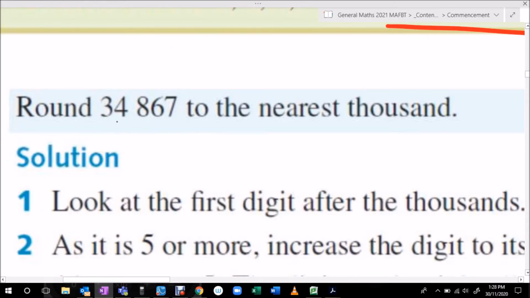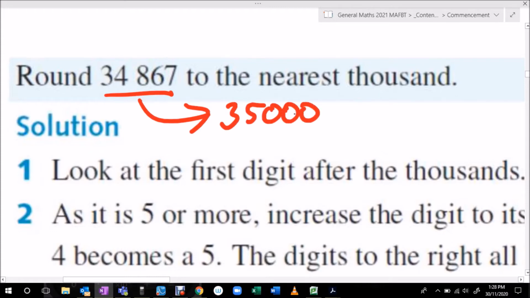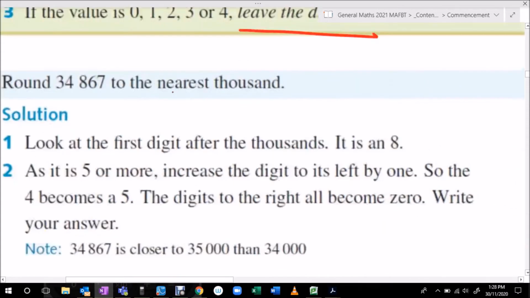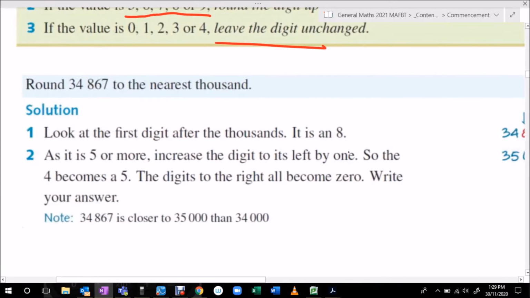We're rounding it, so we're going to focus on stopping at this number. Nearest 1,000, look at the number to the right. I can see that it's an 8. So when I round this, it's going to be 3, and that 4 becomes a 5, and then the rest becomes 0. Because again, you look at the number on the right, and that influences whether it goes up or down. So rounding it to the nearest 1,000 gives 35,000. Easy.